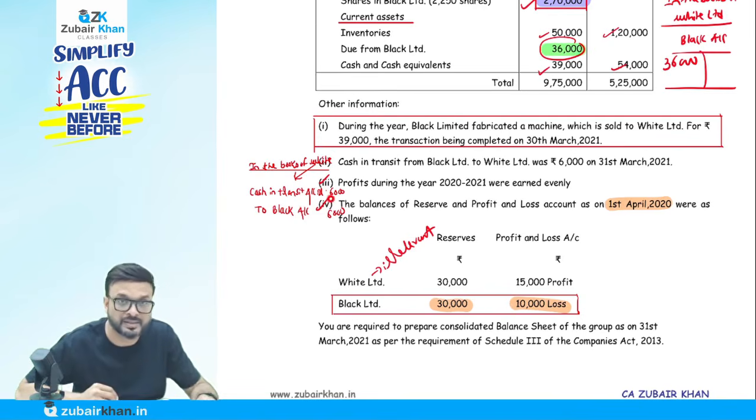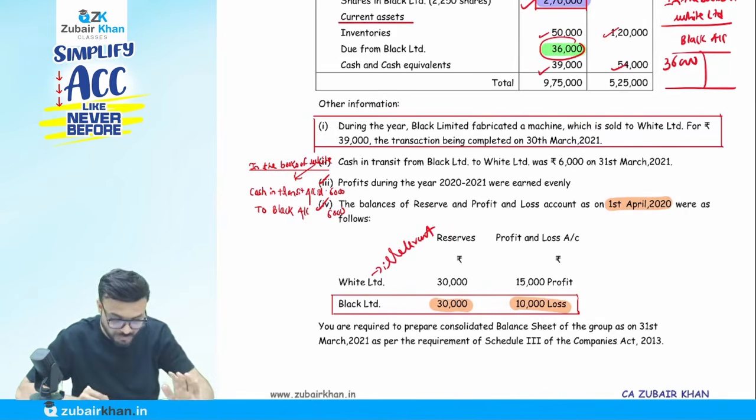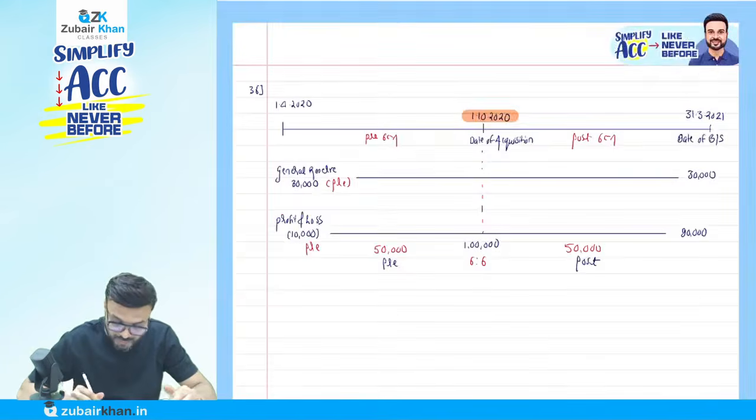So write it down for reference. Suppose you receive cash from black limited. What entry do we pass? Cash account debit to black limited account. But it is not yet received. That's why we are saying it is in transit. The cash in transit account debit to black limited. Write down this entry. So where will this cash in transit come? In cash and cash equivalent. So I will go to cash and cash equivalent.